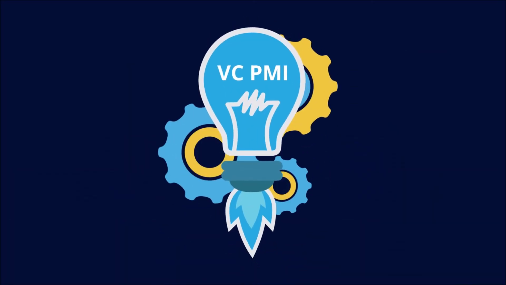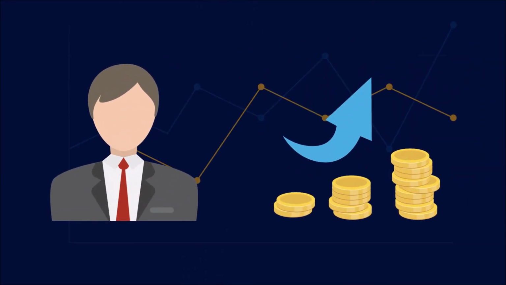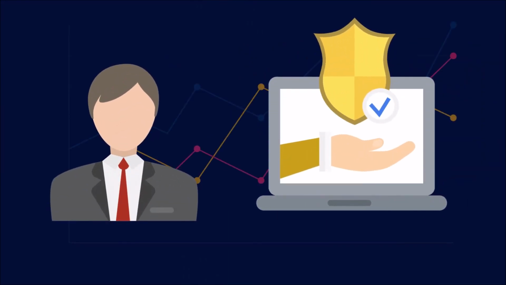The VC PMI can be applied to both buying and selling, as it allows a trader to profit on unexpected upswings and save when a security or commodity is trading at an abnormal level.